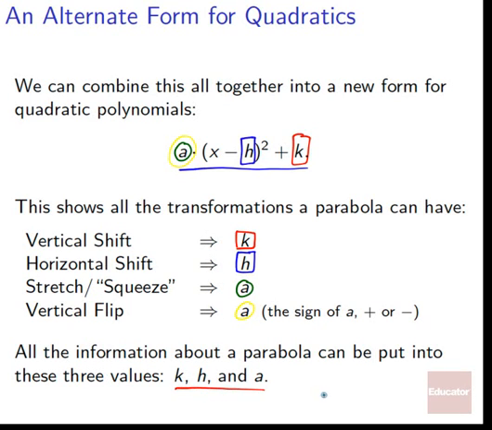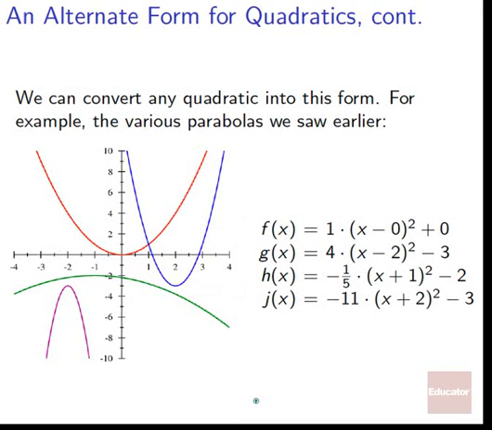This also makes sense because in our normal form, ax squared plus bx plus c, all the information about a parabola can be put into three values: a, b, c. All the information you need to make up a quadratic can be put into a, b, and c. So clearly it just takes three pieces of information to say exactly what your parabola is. It shouldn't be too surprising that there's three pieces of information if we've swapped things around into a different order. We can convert any quadratic we have into this a times x minus h squared plus k form.